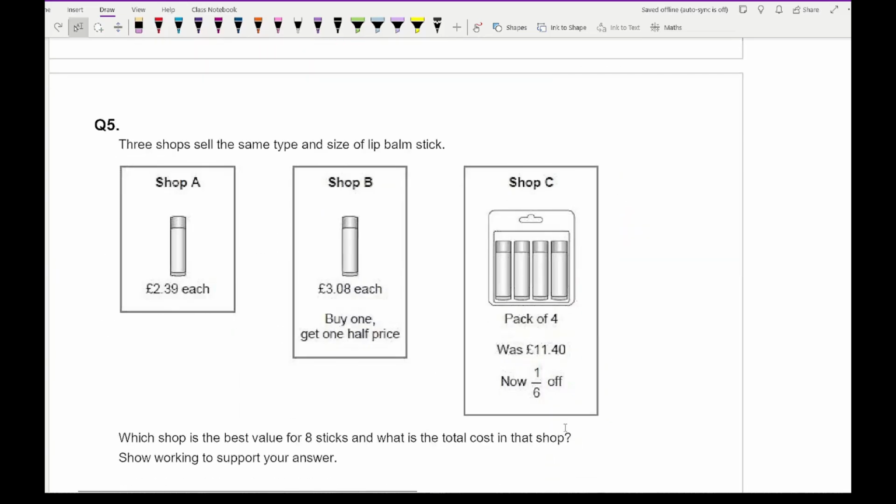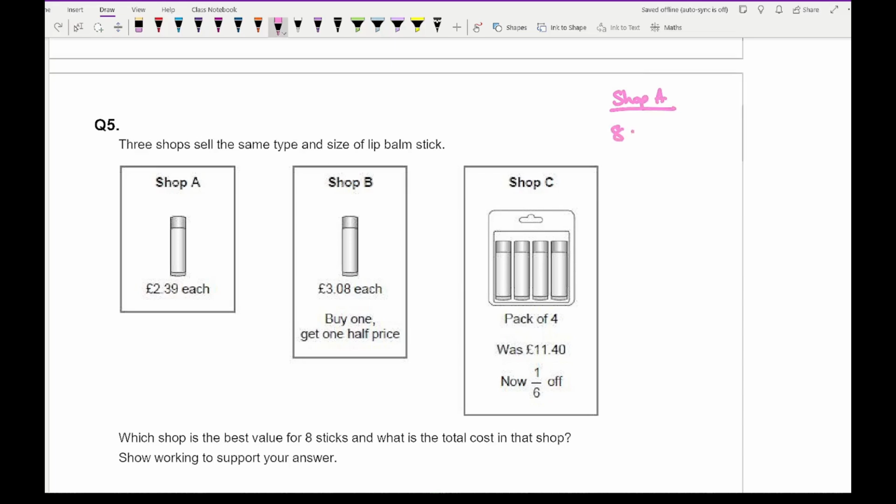Moving on to question 5, it says 3 shops sell the same type and size of lip balm stick. Which shop has the best value for 8 sticks, and what is the total cost in that shop? So for this, what we need to do is work out the cost of buying 8 sticks from each of the shops. So let's start with shop A. Now to get 8 sticks, I just need to buy 8 of those.